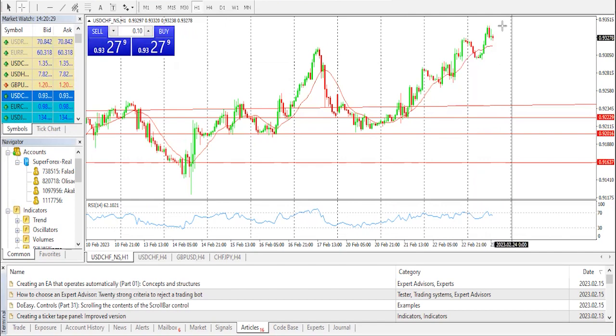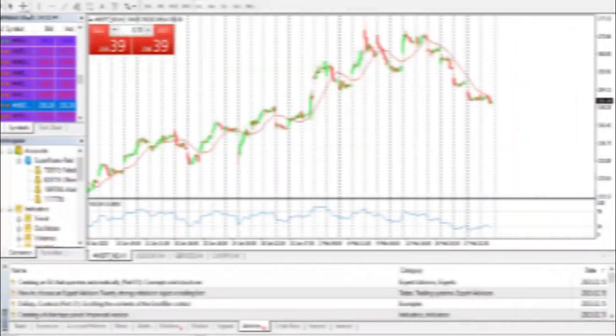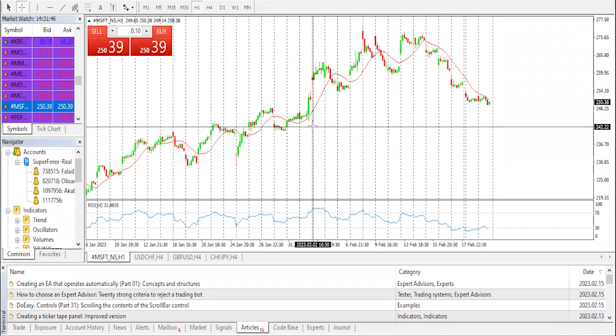Now, let's move over to the stock markets. Hello, welcome back, guys. And on today's stock market, we'll be having a look at Microsoft.